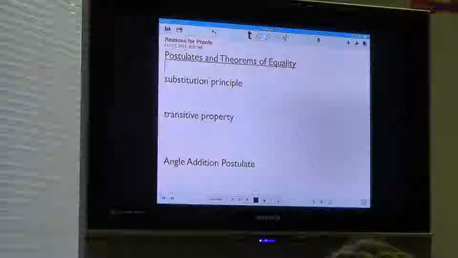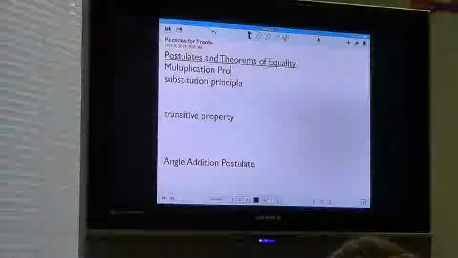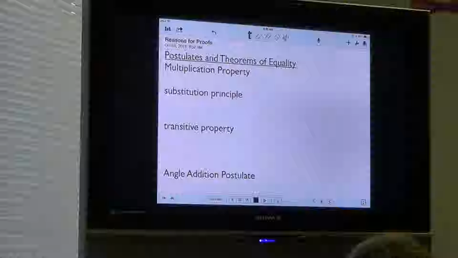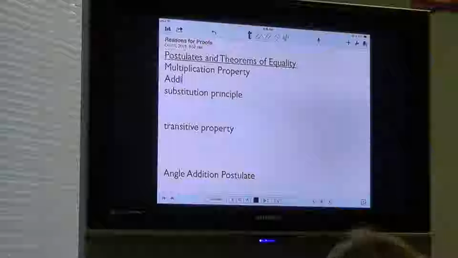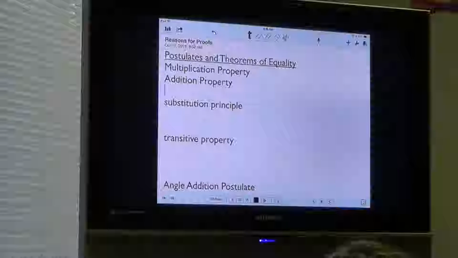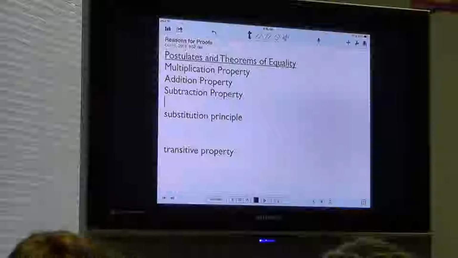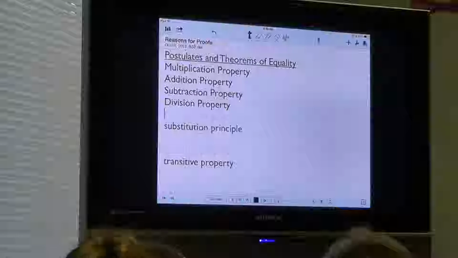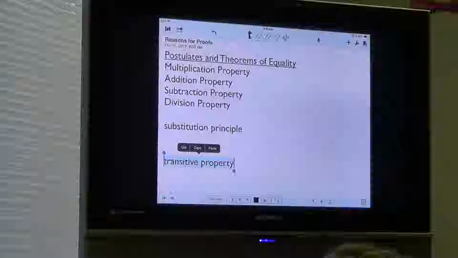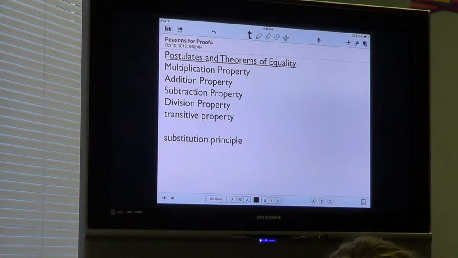So what do you have for the postulates and theorems of equality? Did anybody put any of those down? None? I have multiplication properties of equality. Okay. Someone else? Morgan? Addition property of equality. Good. Commutative property. Good? Right? Division property. Good? I already have this one. We already put transitive property the other day. And what are we missing?